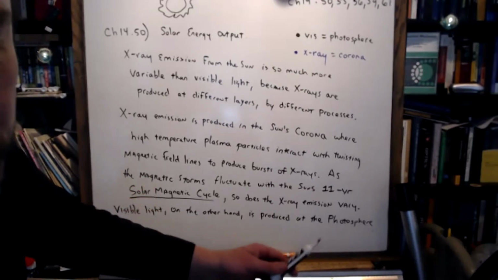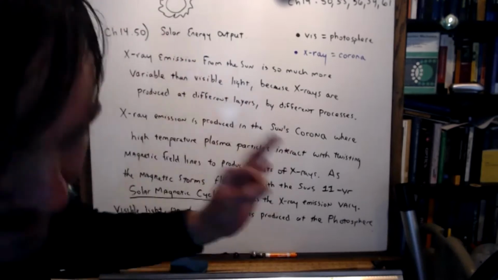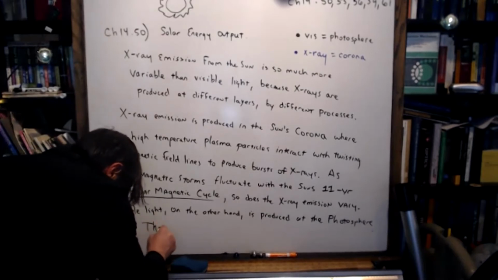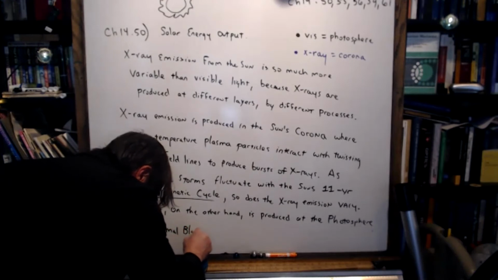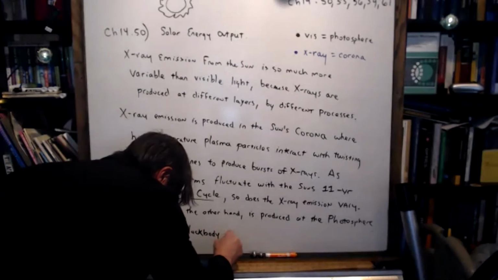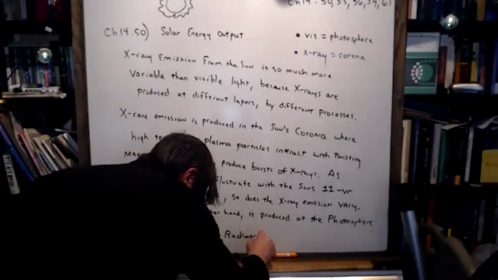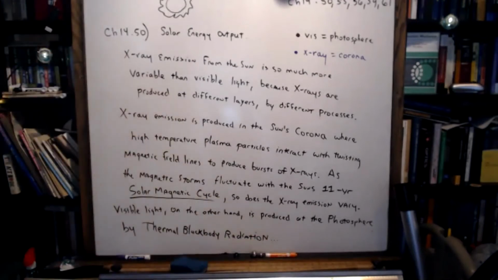Visible light, on the other hand, is produced at the photosphere by thermal blackbody radiation. Thermal blackbody radiation, dot, dot, dot. I'm going to need to go back up here.